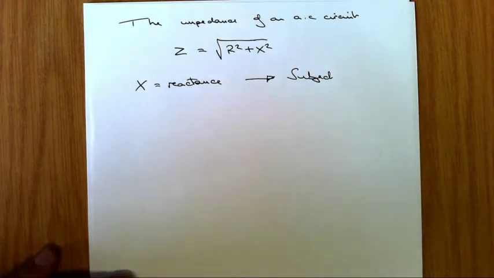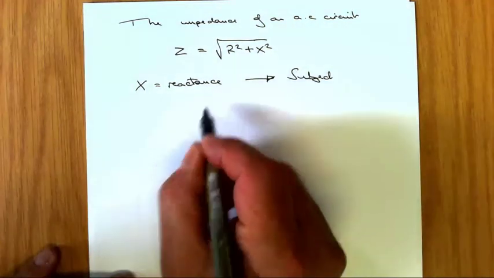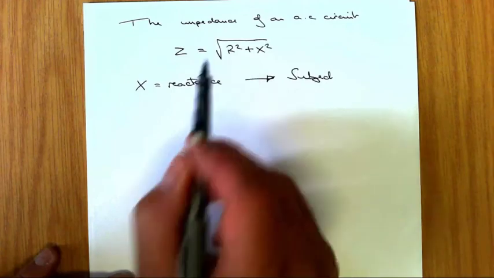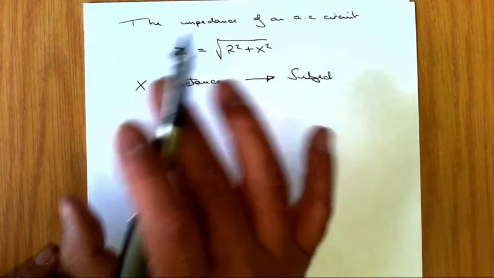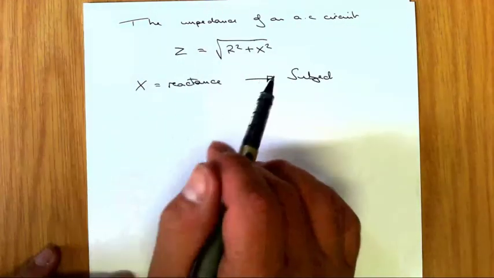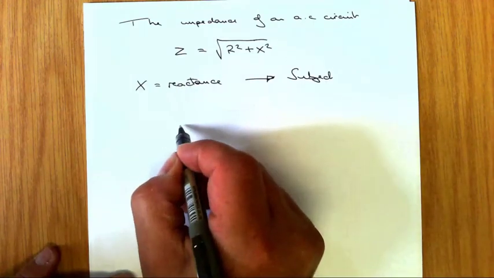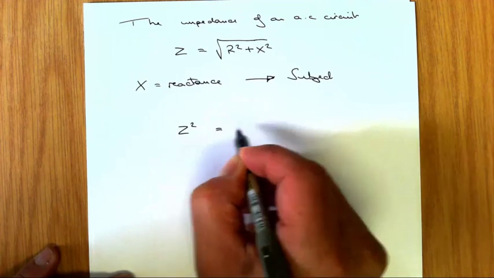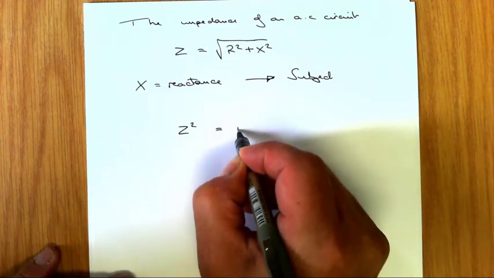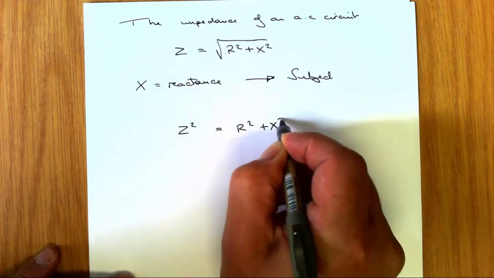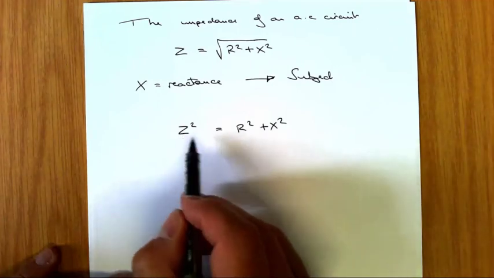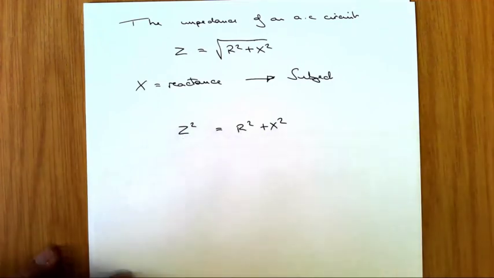Okay, so very similar to the one I just went through with you. We're going to square both sides to get rid of this square root. That square root is the most difficult bit because it's the bit that stops us from separating these two items. They're joined by the square root. So let's square both sides. So Z squared equals R squared plus X squared. The impedance squared is equal to the resistance squared plus the reactance squared.